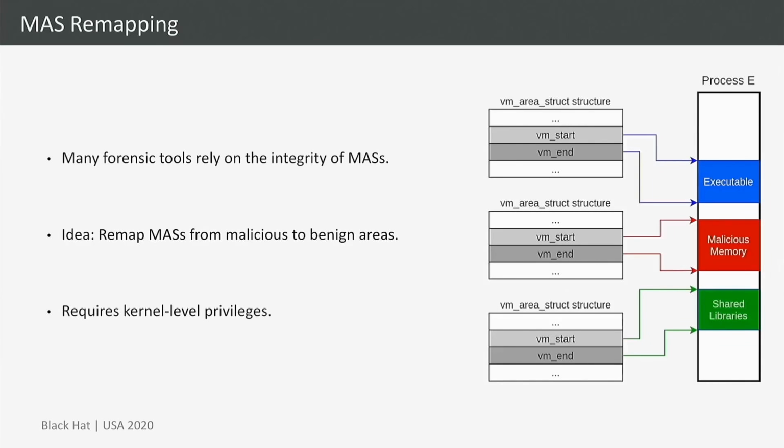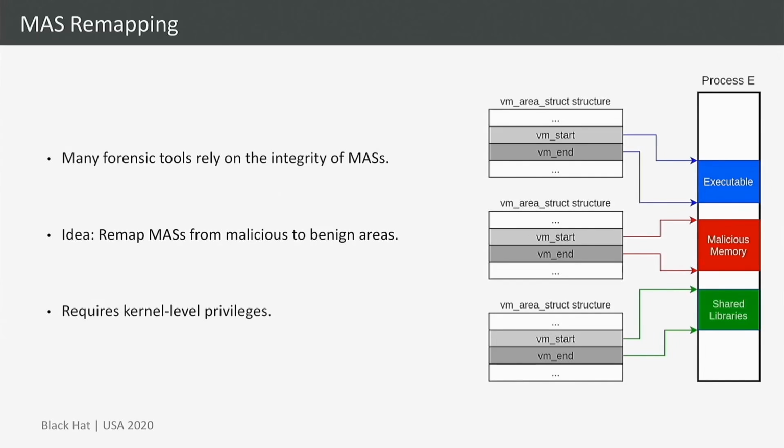So the first technique is what we will call MAS remapping. The idea behind this technique is that many detection tools depend on the information provided by those structures, so we rely on those. This is why we wanted to remap some of the information, to change the information in order to hide our malicious memory. One thing to note here is that this technique will require kernel level privileges, so this is something to keep in mind.